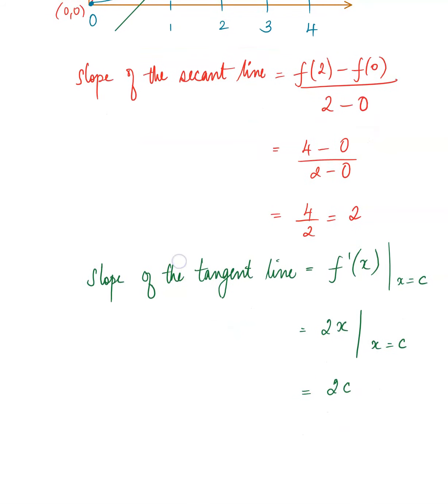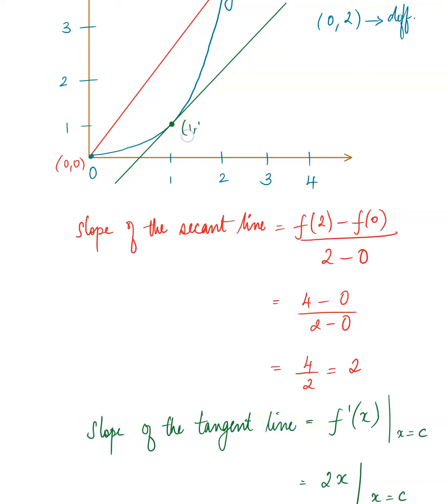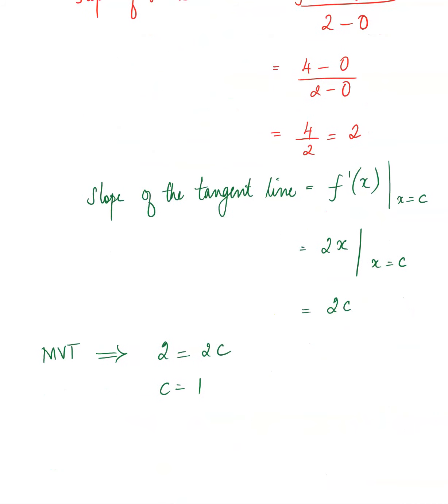So MVT allows us to find what that value is. So set the slope of the secant line equal to the slope of the tangent line. You get c equals 1. So if you come back here, it is here at 1, 1 that you find that the slope is matching, so there is at least one point where that slope matches with the slope of the secant line. So MVT guarantees that, and therefore it helps us to even find that particular unknown point.